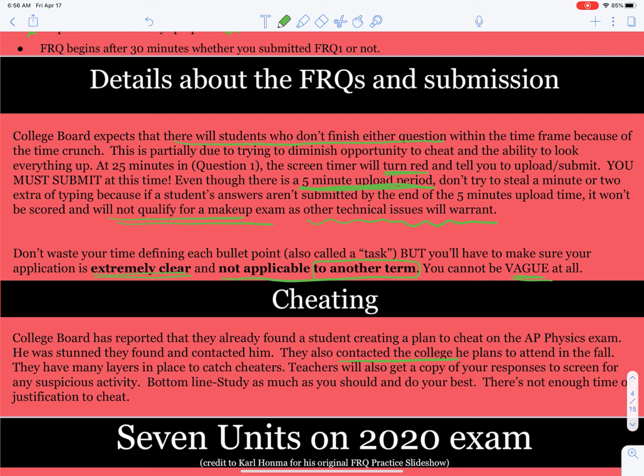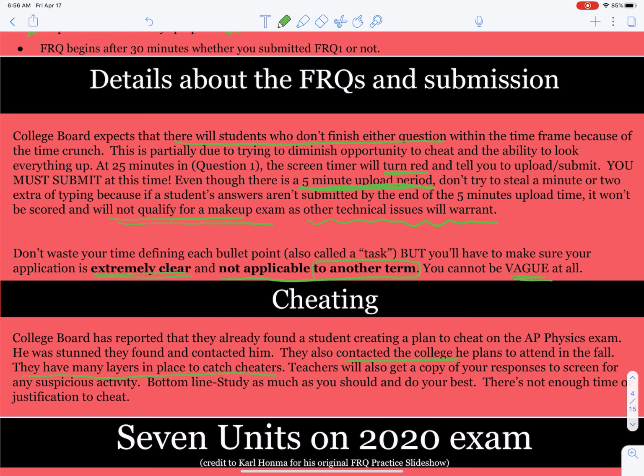And if you don't have a strong knowledge base and you didn't put the time into study and you try to take advantage of the online things and copy and paste, believe me, they have many layers in place to catch cheaters. They know what you know, and they know how to get things the way you know how to get things, and they are going to prevent that from happening.